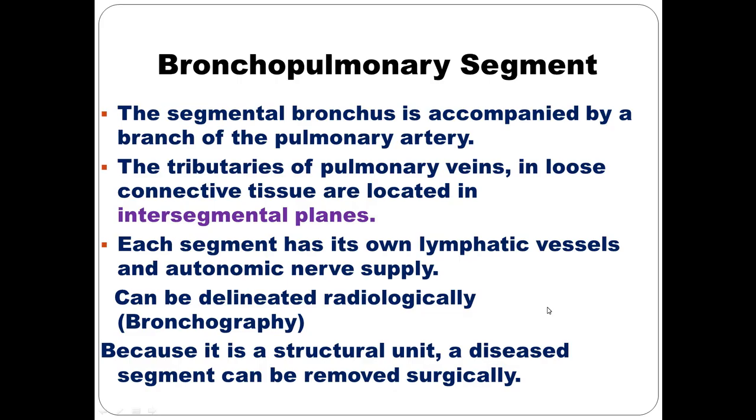This bronchopulmonary segment is accompanied by a pulmonary artery, but the veins are not a part of this segment. In fact, these pulmonary veins are in loose connective tissue and they are present in intersegmental planes. And each segment has its own lymphatic vessels and autonomic nerve supply. This you can see very easily by bronchography, the radiology.